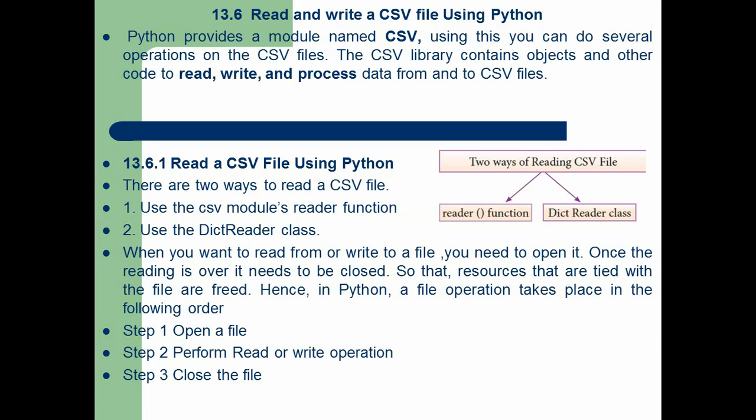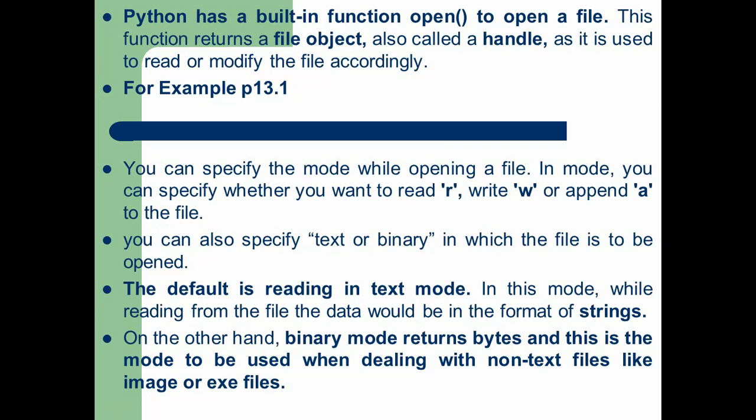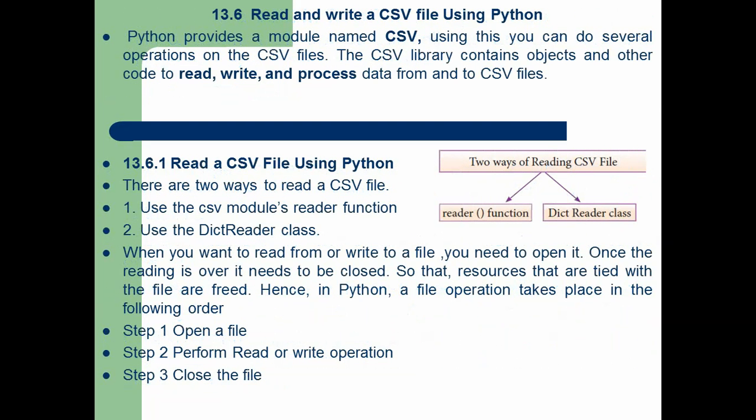In Python there are two ways for reading a CSV file. One is the reader function, another one is the DictReader class. In these two ways we can read the CSV file. First we try to read a CSV file, and after that we write. For reading we have two ways: using the reader function, or using the DictReader class. By these two ways we can handle CSV files in Python.